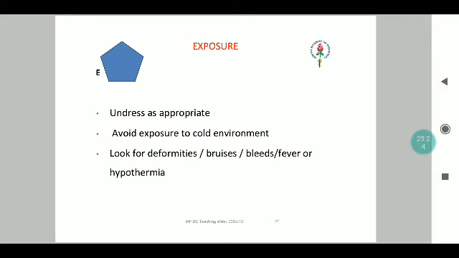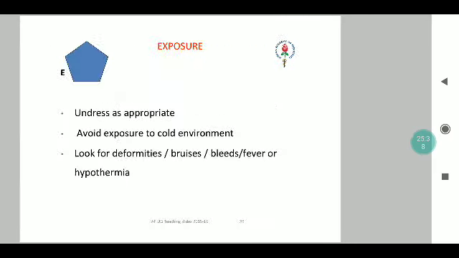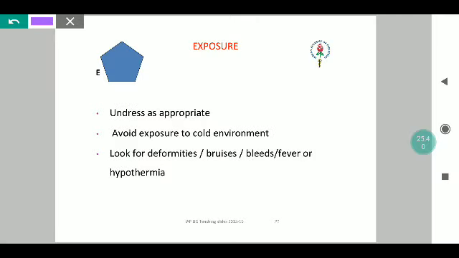Now when I say exposure as the final component, we must undress the child as appropriate and avoid exposure to the cold environment. On exposure, we should look for deformities, bruises, bleeding, fever or hypothermia, and also look for anything which has potentially contaminated the child. When I say contamination, in cases of poisoning or consumption, we must ensure that the child is completely undressed and is given a thorough wash with soap and water.